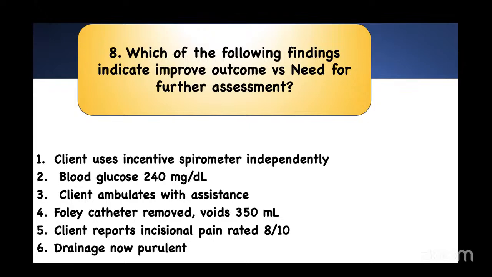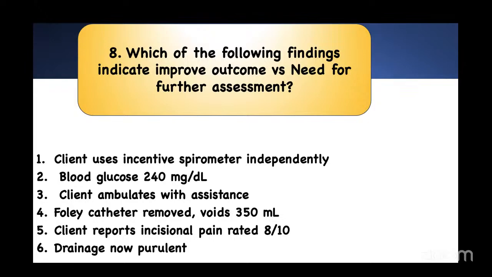His Foley was removed and he put out like 250, 350. He's doing good. His pain has increased. That's not good. Something is not going well. That's why it's all consistent with signs of infection. Glucose up, more pain, and drainage is prevalent. That needs further assessment. The nurse needs to do something about it.